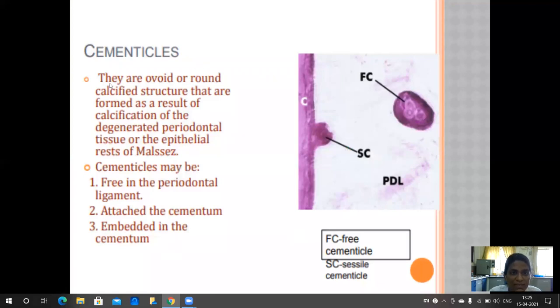Then the cementicles. These cementicles are ovoid or round calcified structures that are formed as a result of calcification of the degenerated periodontal tissue or the epithelial rests of Malassez. Cementicles may be free in the periodontal ligament, attached to the cementum, or embedded in the cementum. These are the sessile cementicles. These are the free cementicles in the periodontal ligament.